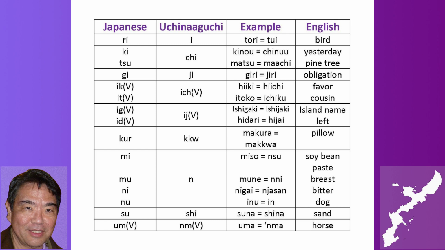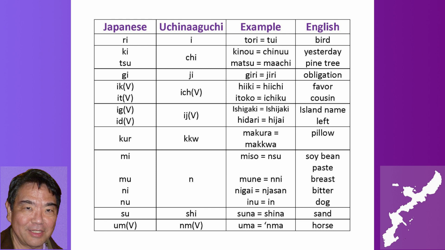Japanese ki and tsu correspond to the Uchinaguchi chi. An example is the word yesterday, which is kino in Japanese, is chinu in Uchinaguchi. The word pine, which is matsu in Japanese, is machi in Uchinaguchi. Japanese gi corresponds to an Uchinaguchi ji. An example is the word obligation, which is giri in Japanese, is jiri in Uchinaguchi.